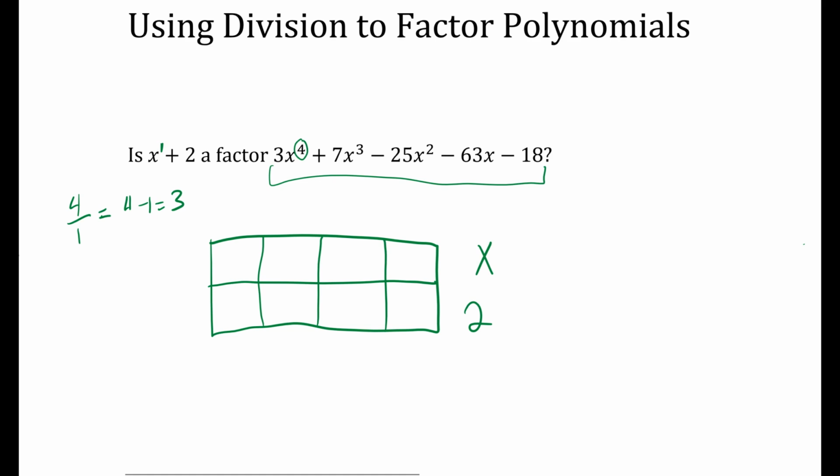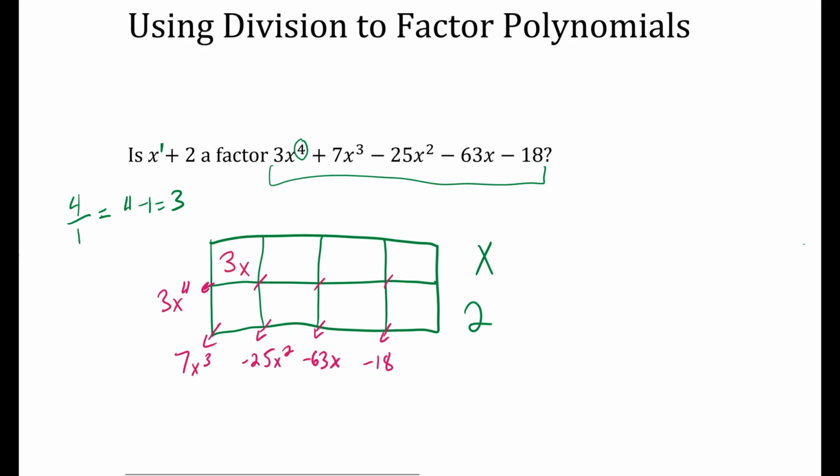Okay, so I'm going to set up my diagonals. The first one's 3x to the 4th. This diagonal right here should add up to 7x to the 3rd. This diagonal should add up to -25x squared. This diagonal should add up to -63x, and the last one should be the constant -18. So if x plus 2 is a factor, then I should get -18 in this box when I'm done.